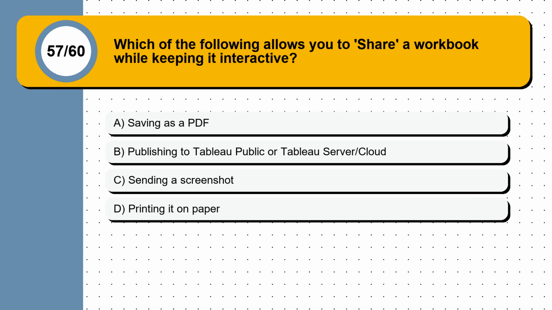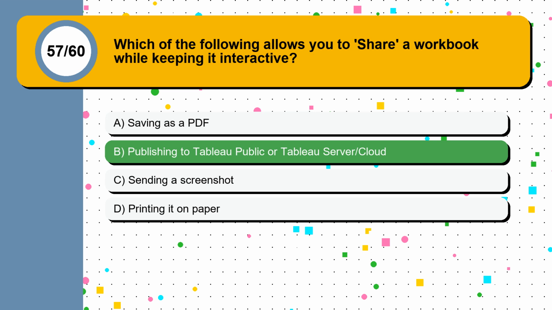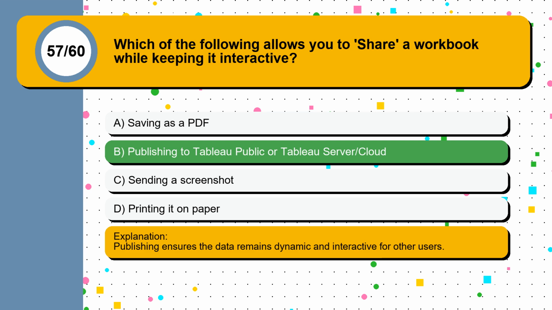Question 57. Which of the following allows you to share a workbook while keeping it interactive? Option A, saving as a PDF. Option B, publishing to Tableau Public or Tableau Server/Cloud. Option C, sending a screenshot. Option D, printing it on paper. The correct answer is option B, publishing to Tableau Public or Tableau Server/Cloud. Publishing ensures the data remains dynamic and interactive for other users.